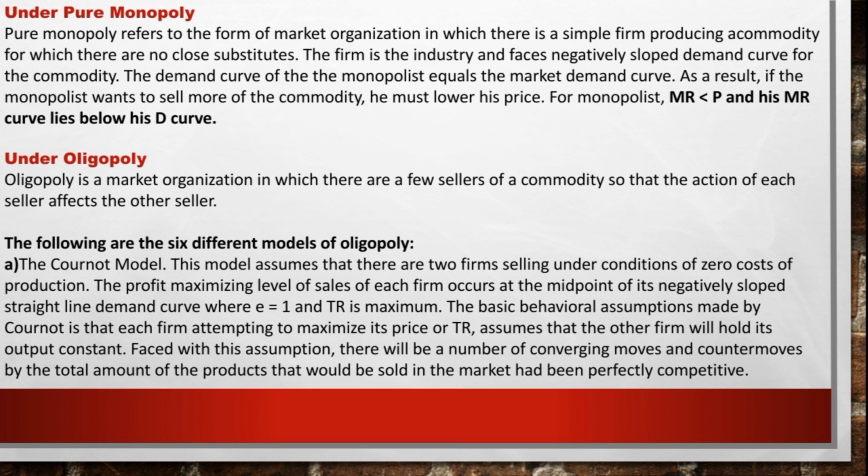Oligopoly is a market organization in which there are a few sellers of a commodity, so that the action of each seller affects the other sellers. The following are the 6 different models of oligopoly.